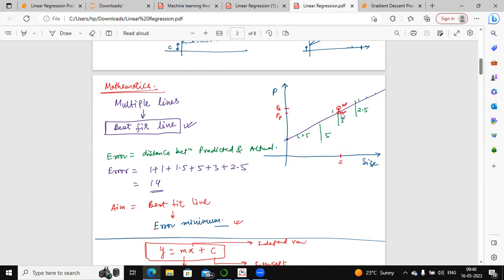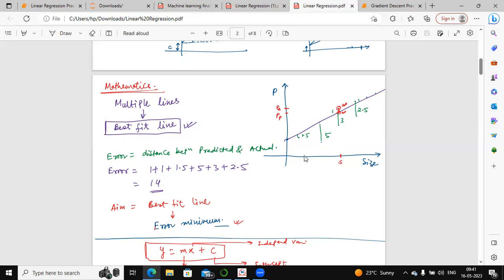So that's one. If you see here, we have an error of one, y actual minus y predicted from here to here is one, and from here to here is one. So 1 plus 1 plus minus 0.5, right? So y actual is less than y predicted, so I will take the absolute value as I said. So plus 1.5, plus 5, plus 3, plus 2. Okay. So the error comes out to be 14.